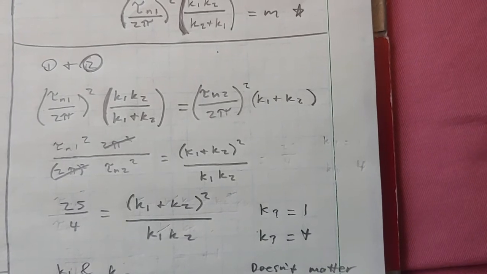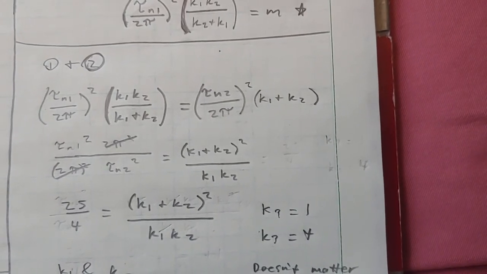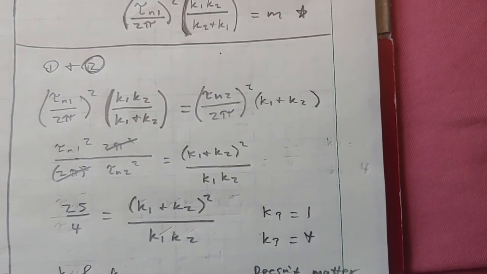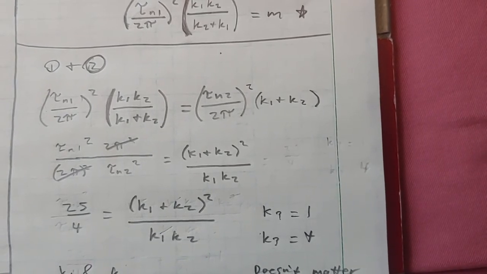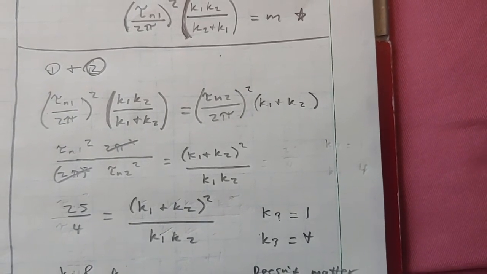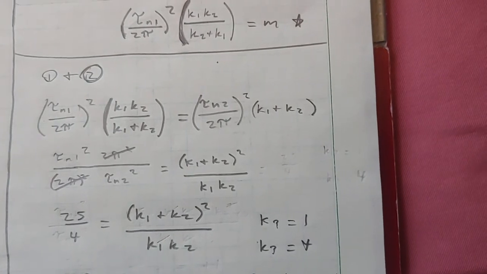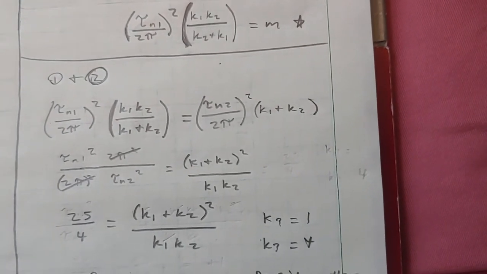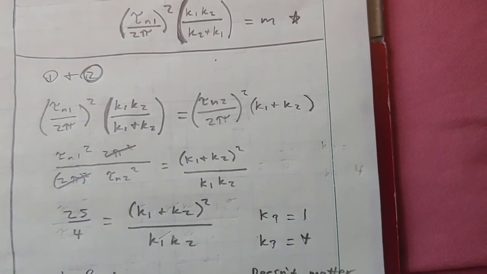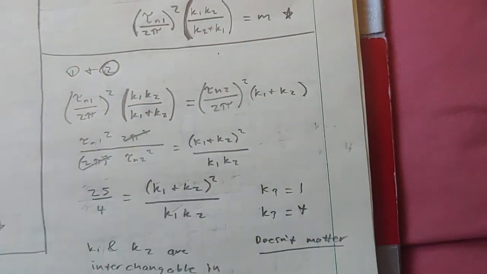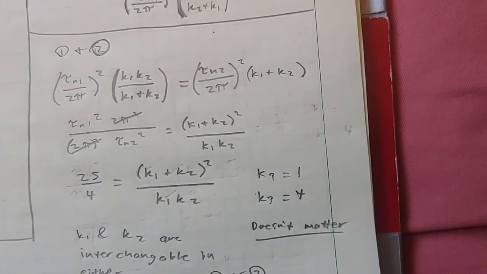So now we need to figure out what the different K's are. And the values that we came up with are 1 and 4, because 1 plus 4 squared is 25, and 1 times 4 is 4. So that's how we got that number. And it took me a little while. I was doing a bunch of erasing. You can see some of the marks over here. I was trying to figure out K1 and K2, how to differentiate between them.